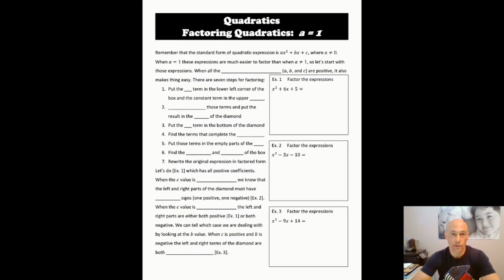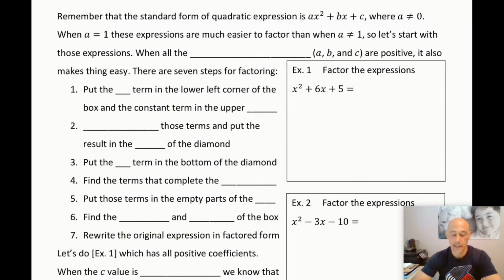Quadratics, factoring quadratics, a equals 1. Remember that the standard form of a quadratic expression is ax squared plus bx plus c, where a does not equal 0. So this a value can't equal 0. A, b, and c are just any numbers. When a equals 1, these expressions are much easier to factor than when a isn't 1. So let's start with those easier expressions.